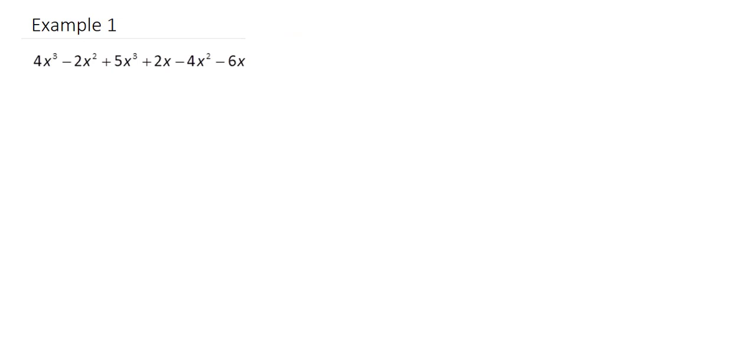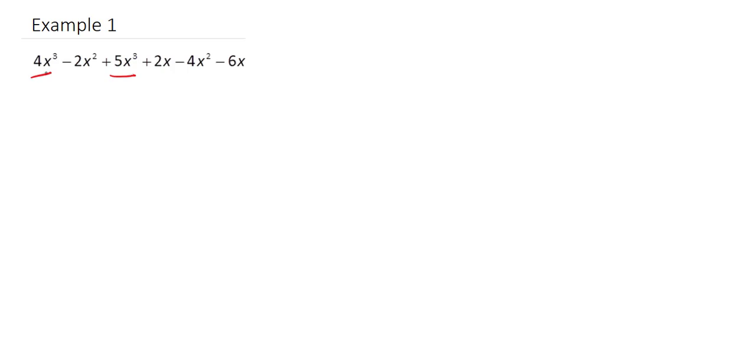Example 1. We have 4x cubed minus 2x squared plus 5x cubed plus 2x minus 4x squared minus 6x. So for this, we're going to combine like terms. So we need to find them. What I like to do is put things that are like underneath them to represent that they're the same. So we have 4x cubed. Well, this 5x cubed would be considered a like term because they have the same variable raised to the same power with the same exponent. So we can do that.